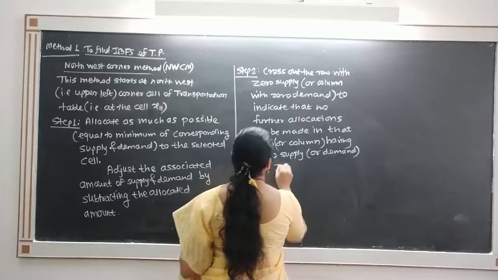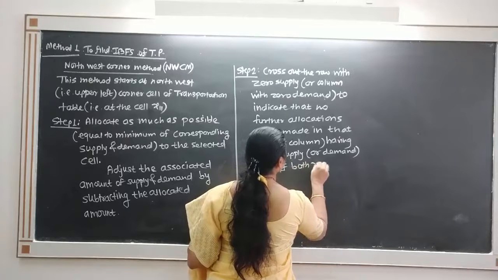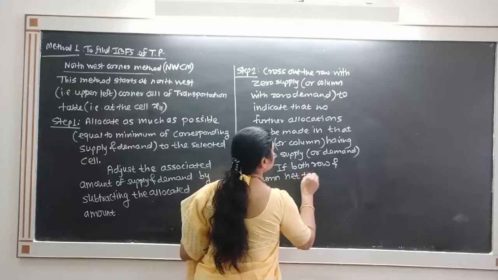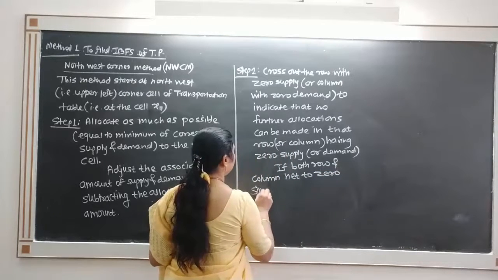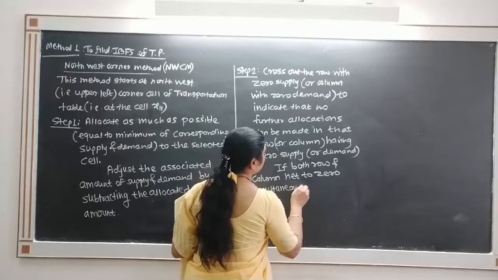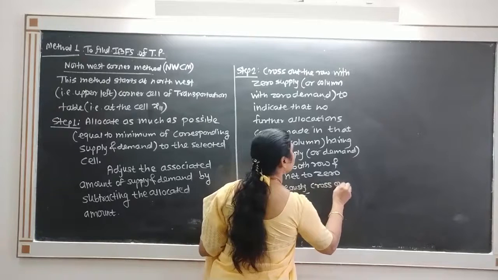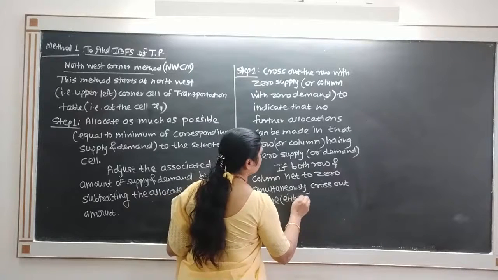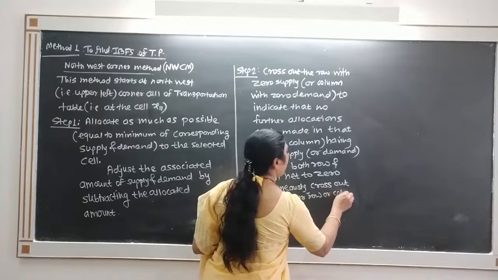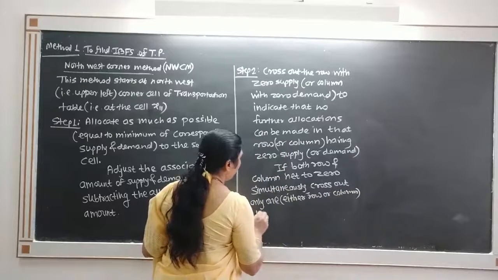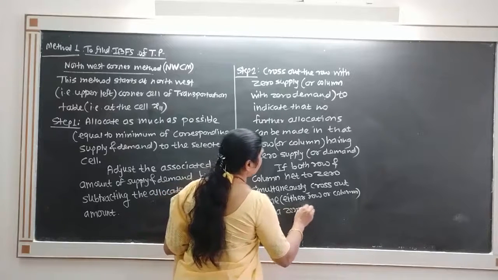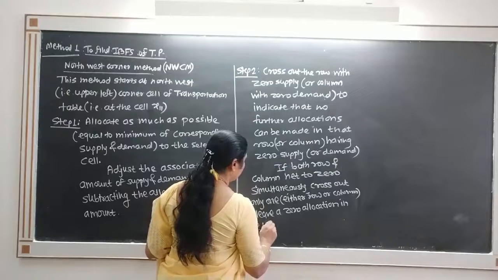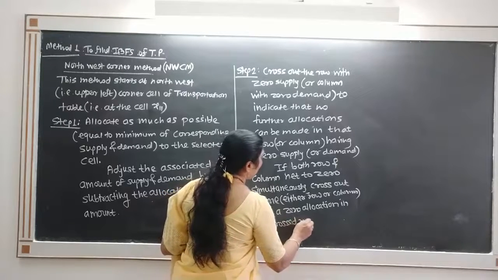If both row and column net to zero simultaneously, cross out only one, either row or column, and leave a zero allocation in the uncrossed row or column.